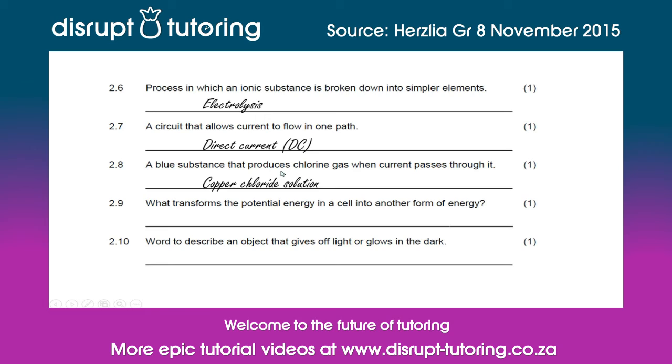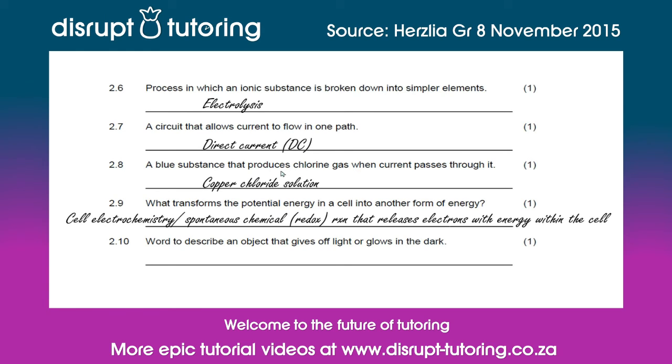So let's have a look at 2.9. What transforms the potential energy in a cell into another form of energy? This is a spontaneous chemical or reduction oxidation reaction which releases electrons that have energy within the cell, and the process is called cell electrochemistry.